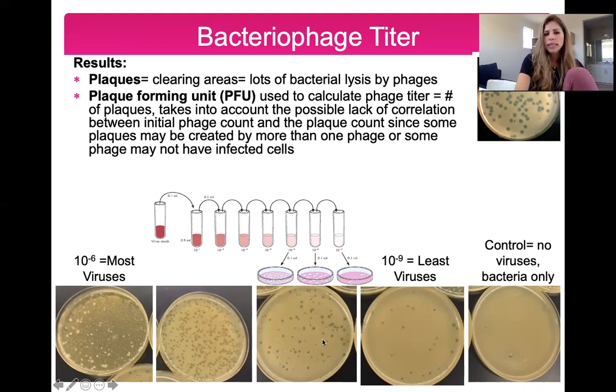And then from these, you're going to count plaques or plaque forming units. The plaques or plaque forming units are just the clear spots on here. So you're just counting them. And we use the term plaque forming units instead of just saying count plaques, even though they basically mean the same thing, because plaque forming units, PFU, takes into account that every plaque or clearing could have been made by possibly more than one phage, or maybe some of the phage didn't exactly infect the cell. So it's just a term that's jumbling everything together in case there was a mistake.